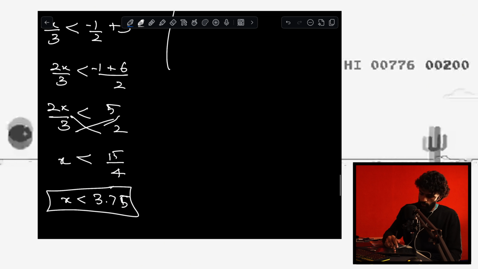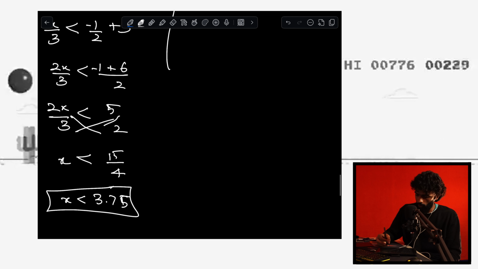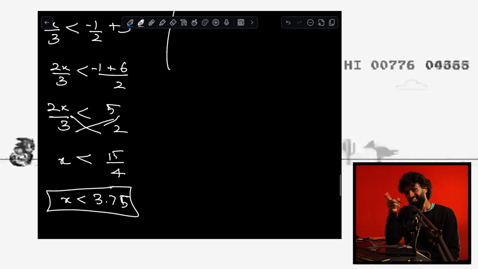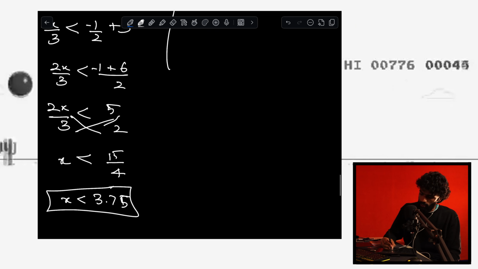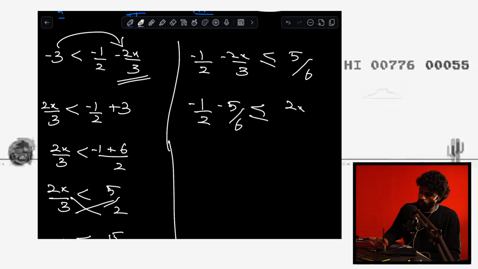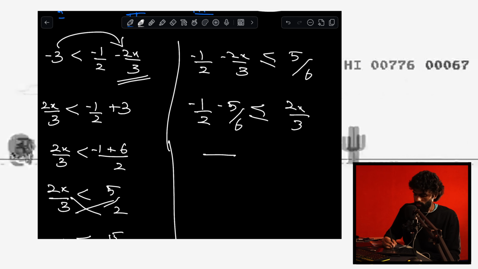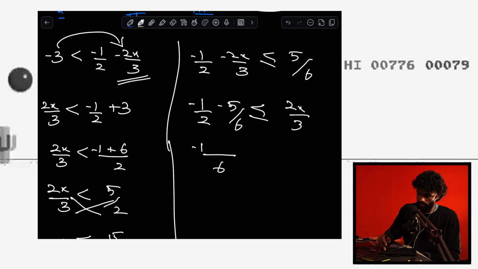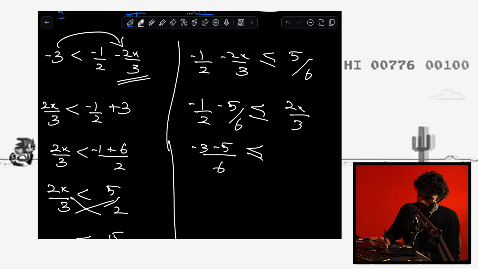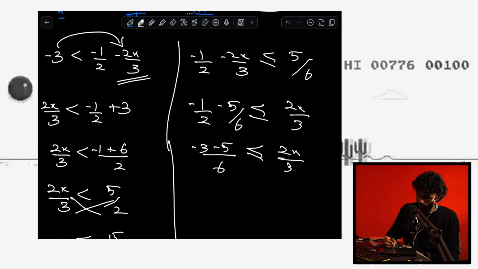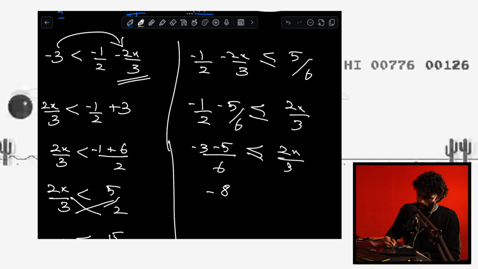Now, the first 2 parts were solved. The 2nd and 3rd parts we will solve right now. So I'll keep the minus 1 by 2 as it is, the symbol as it is. The 5 by 6 comes to the left side, becomes minus 5 by 6. The 2x by 3 goes to the right side. Done. So the LCM here is 6. So it becomes minus 3 minus 5 as it is, 2x by 3. On simplification, I get the answer as minus 8 by 6.